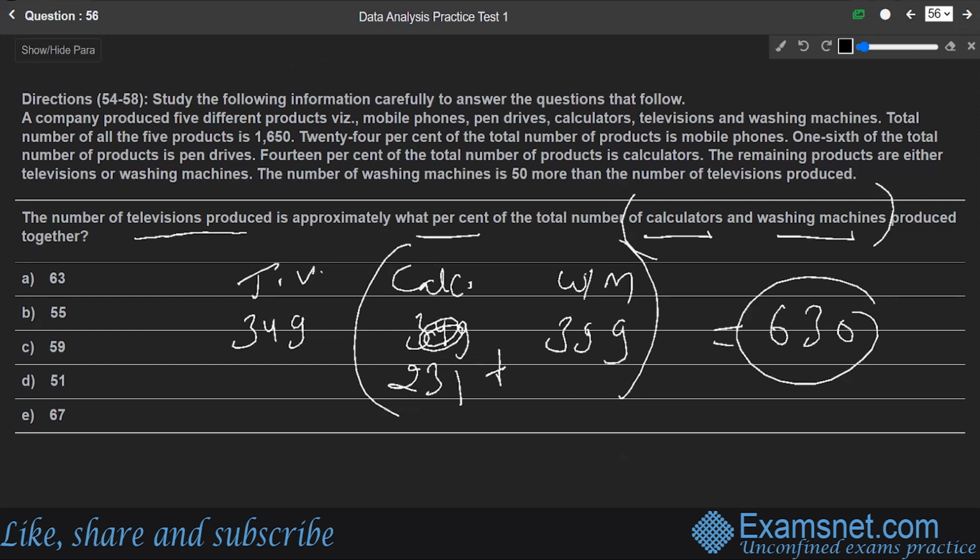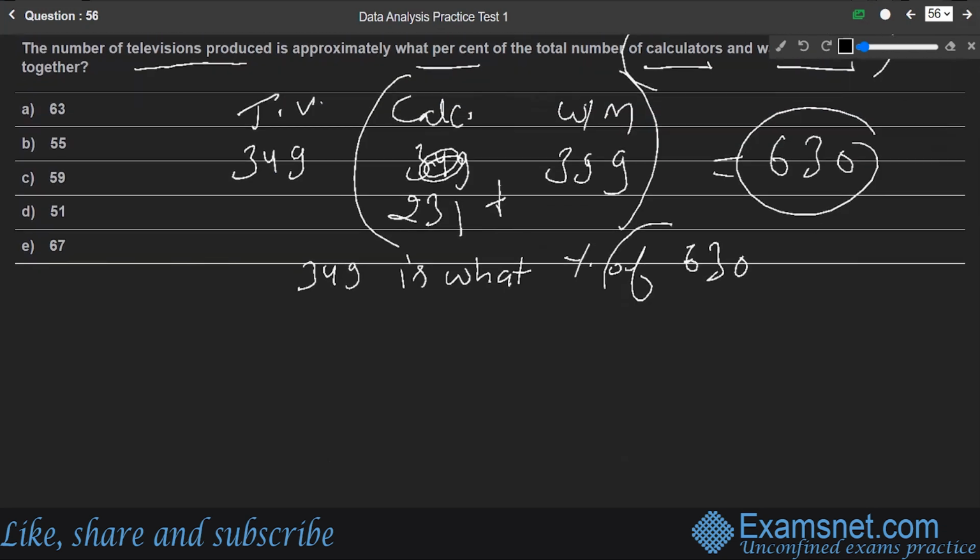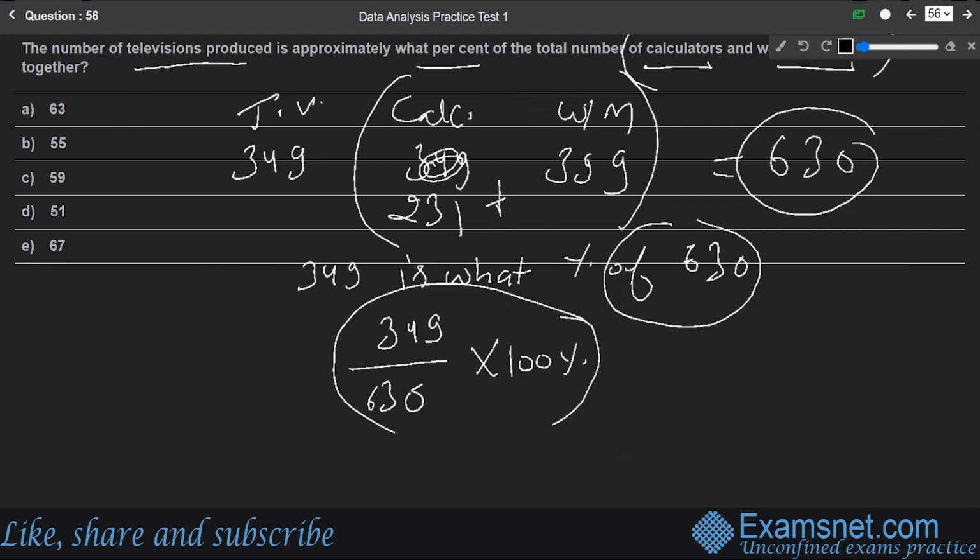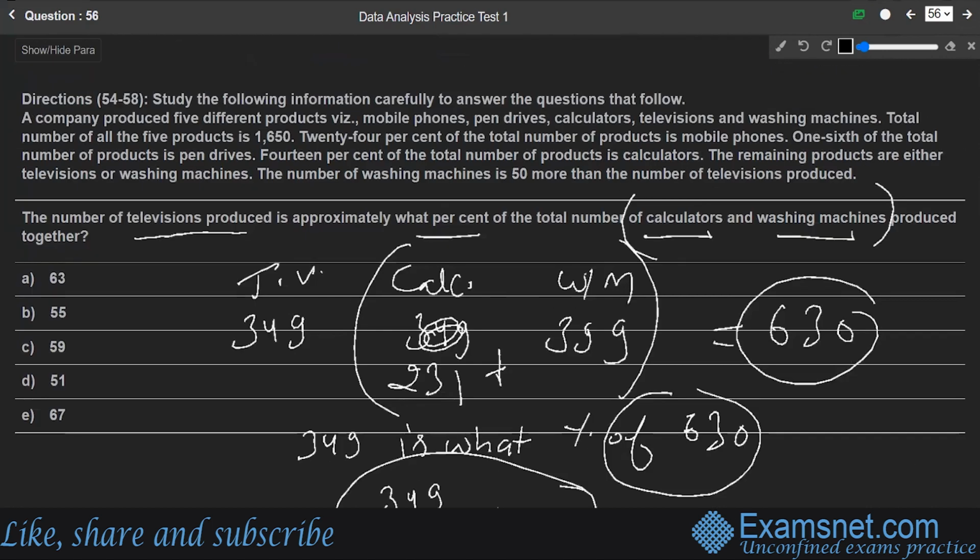He's asking the number of televisions produced is approximately what percent of that. The number of televisions is 349. So the question becomes: 349 is what percent of 630? Whatever appears after "of" becomes our denominator. So the numerator is 349, the denominator is 630, multiplied by 100%. If we calculate this, it comes to 55.3, which can be approximated as 55%. So that becomes the right answer, 55%.